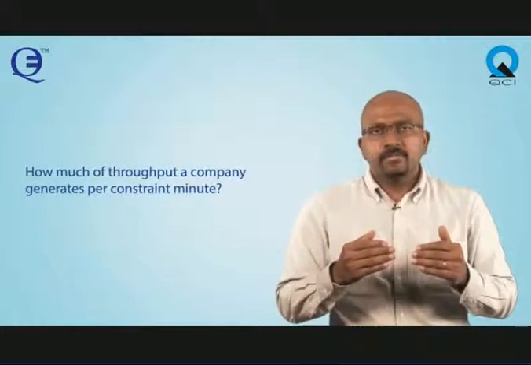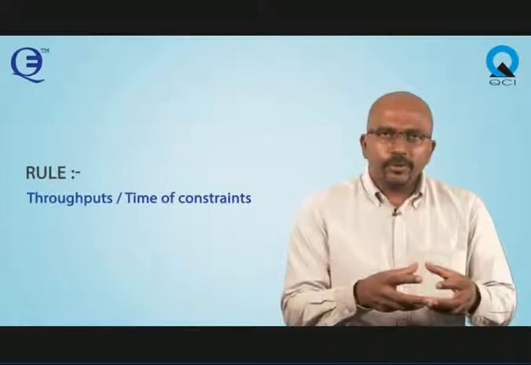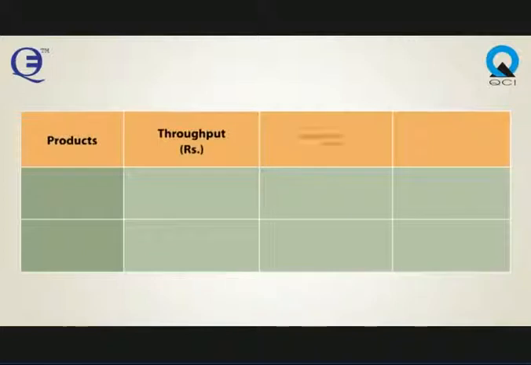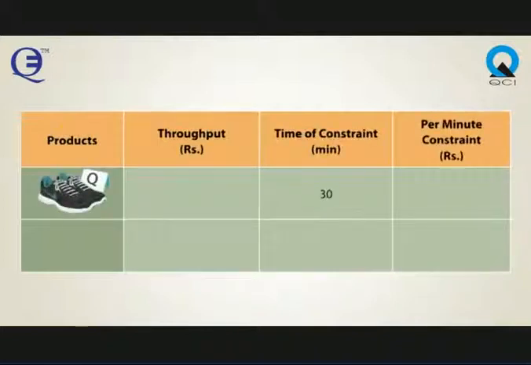Let's take the contributions or throughputs that product P and Q give the company and see how much throughput the company generates per constrained minute. Since B is the limiting factor for me to make more money, the rule says find out how much throughput the company makes per minute of the resource constraint. For Q, I take 30 minutes of my constrained resource and make 60 rupees of throughput, which means per minute of my constrained resource, I am generating 2 rupees of throughput if I manufacture Q.